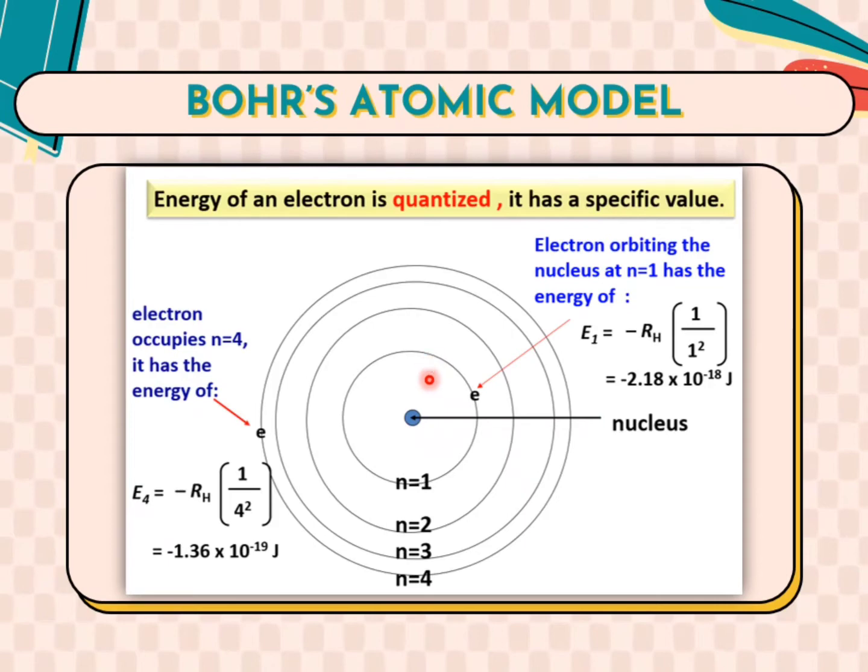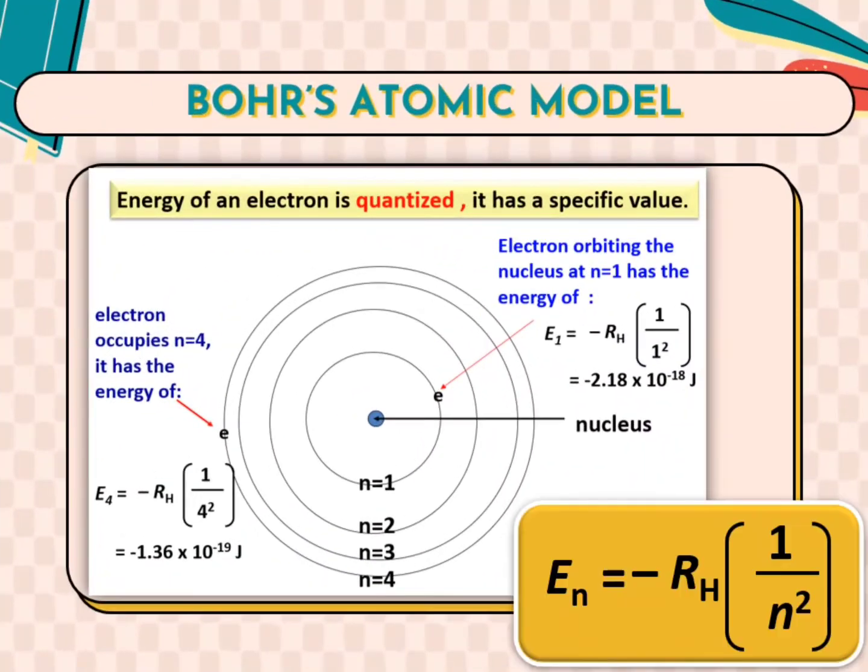Okay, so actually you akan guna satu formula which is En equal to negative RH. What is RH? RH is Rydberg constant. Dekat mana nak dapat nilai dia? Kejap lagi saya tunjuk. Okay, times with 1 over n squared. N refers to the energy level.